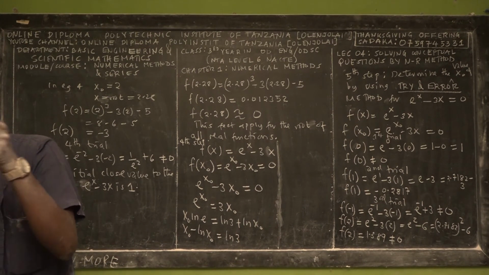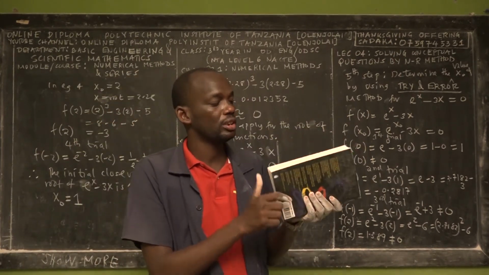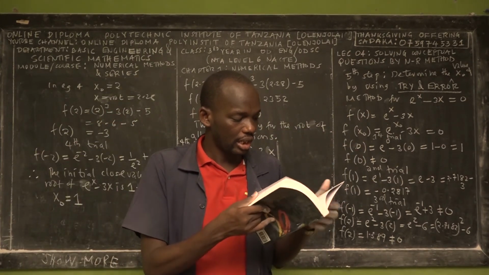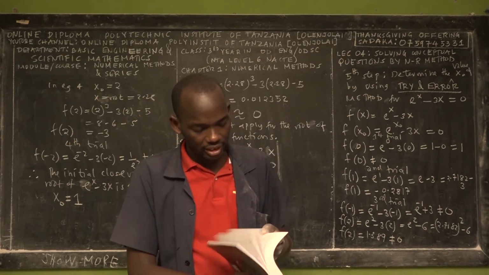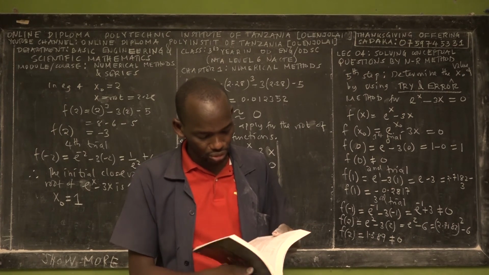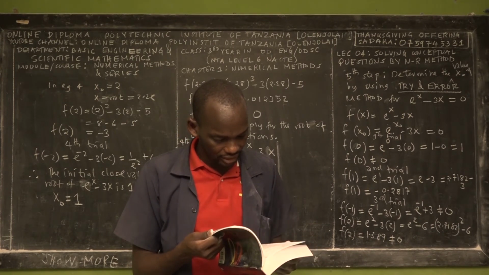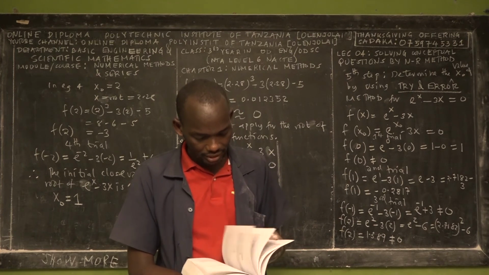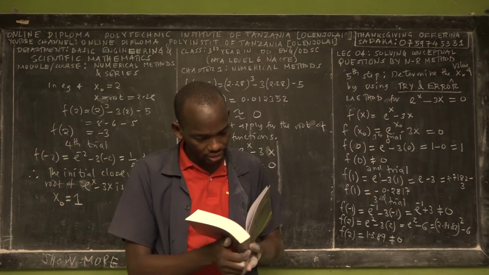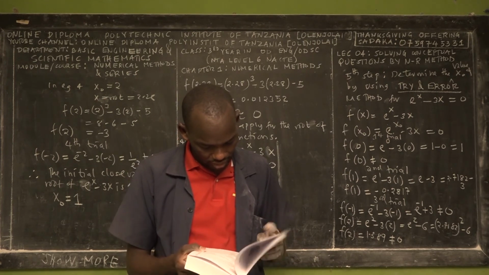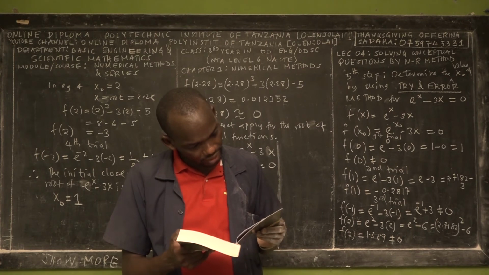Again, in case you want to solve more questions about numerical method, I recommend that you get this book called Pure Mathematics 1, a very important book. The concepts of numerical method are discussed using the Newton-Raphson method and even some other iterative methods. Just go into the table of contents, page 400 if I'm not mistaken.